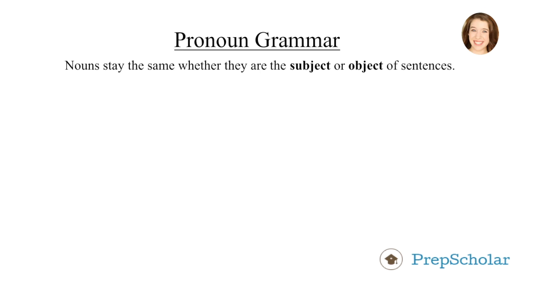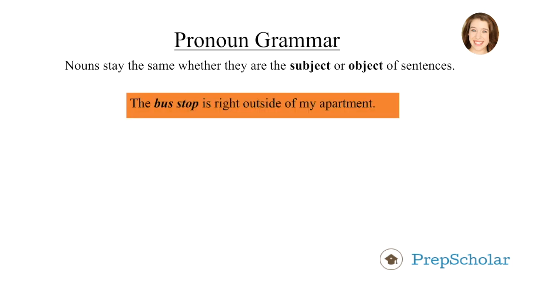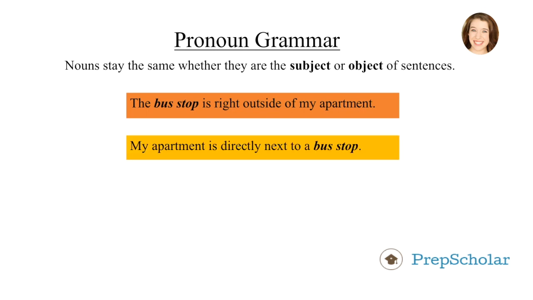Nouns stay the same whether they are the subject or object of sentences. This is important because pronouns are actually quite different. But take a look at this example of a noun. In this sentence, the bus stop is right outside of my apartment. Bus stop is the subject because it's the focus of the sentence. But in this sentence, bus stop is the object of the sentence. My apartment is directly next to a bus stop. Now here, the bus stop is just the object of any action taking place, but it stays exactly the same. We say bus stop in both cases.